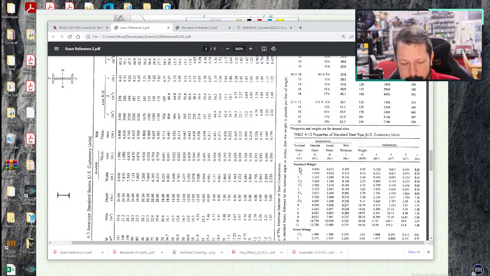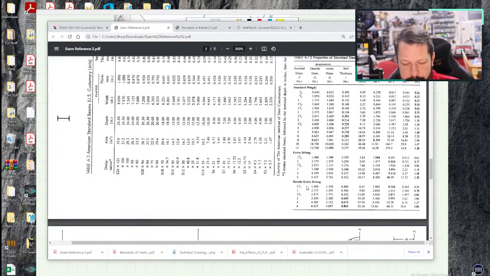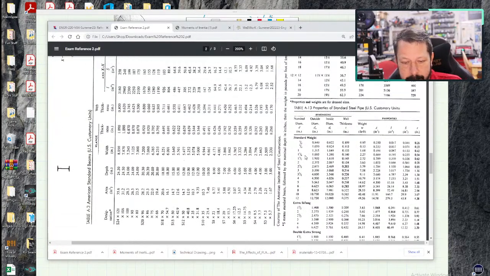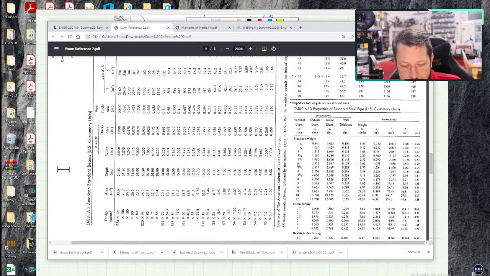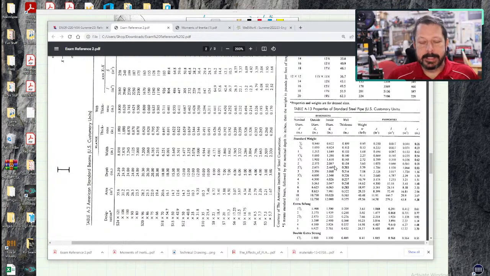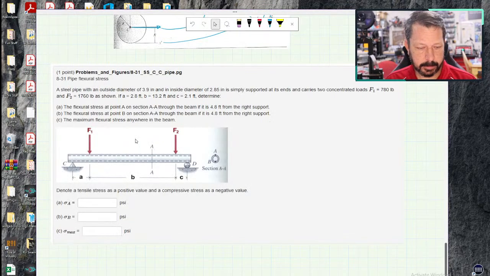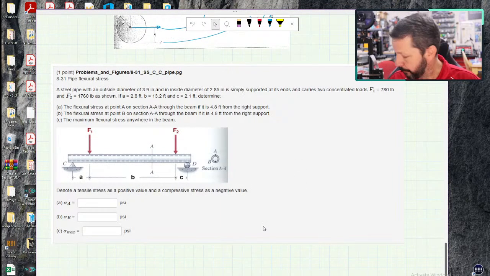And you might see a standard weight or extra strong or double extra strong. That talks about how thick the walls are in it. So if it's a standard 2-inch pipe, the outside diameter is actually 2.375 inches. And there's the inside diameter, 2.067. So if you're given something like a standard steel pipe or nominal size pipe, see nominal diameter up here, then you need to go to a chart like this one and find the actual dimensions of it. Here, this one just specifically gives us the dimensions outside and inside, so we don't have to do that.